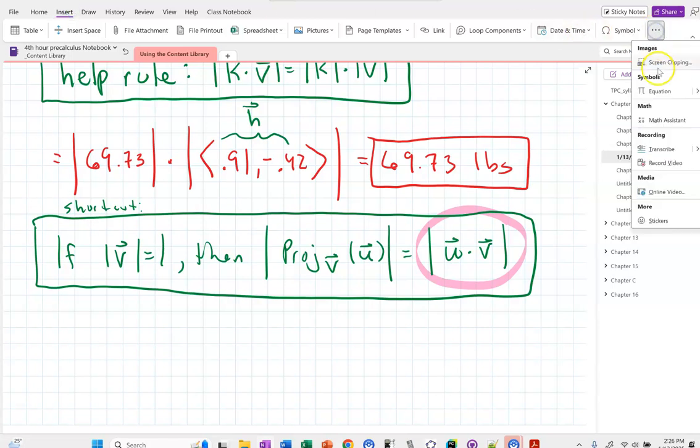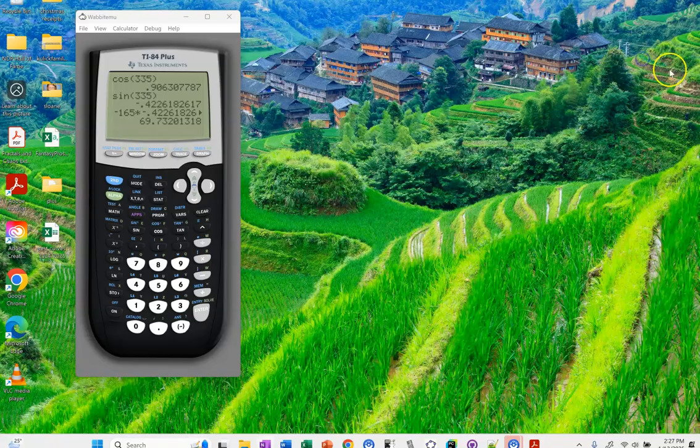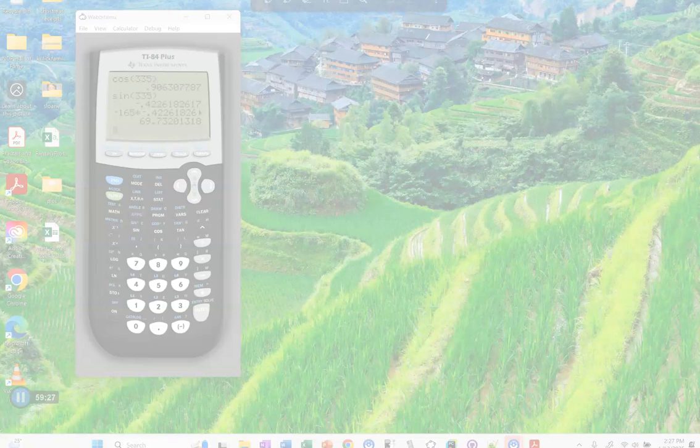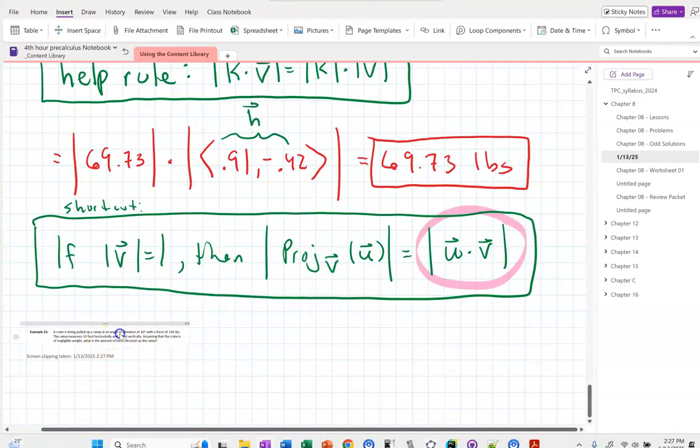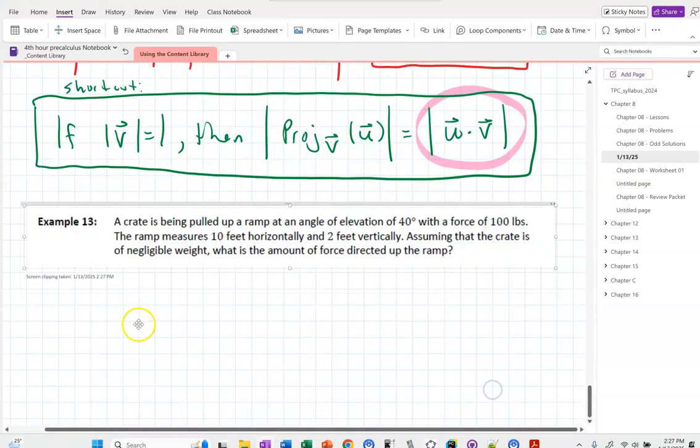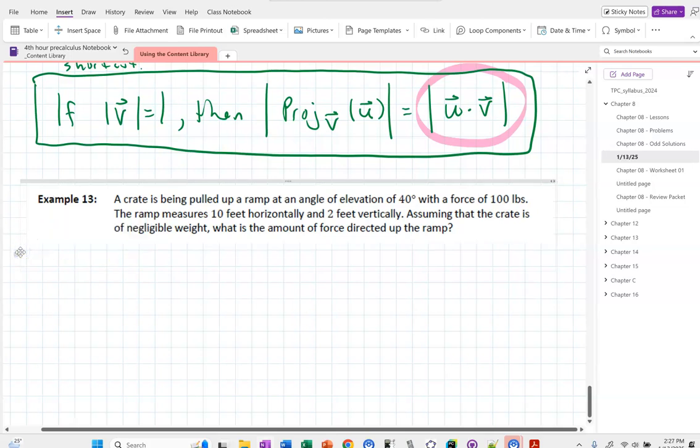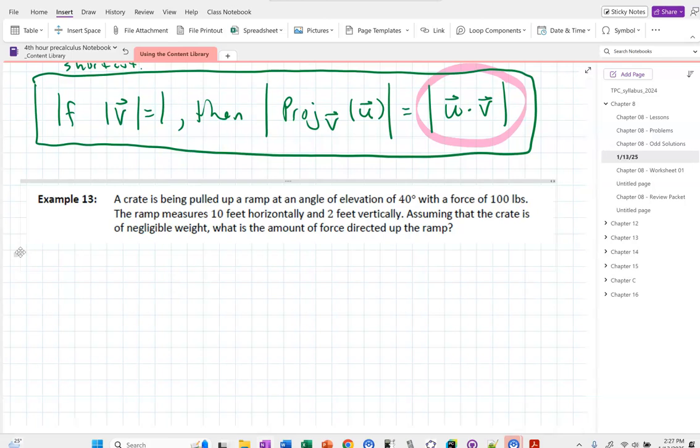All right, let me do one more example and we'll be done for today. Example 13. This says a crate is being pulled up a ramp at an angle of elevation of 40 degrees with a force of 100 pounds. The ramp measures 10 feet horizontally and 2 feet vertically. Assuming the crate is of negligible weight, what is the amount of force directed up the ramp?